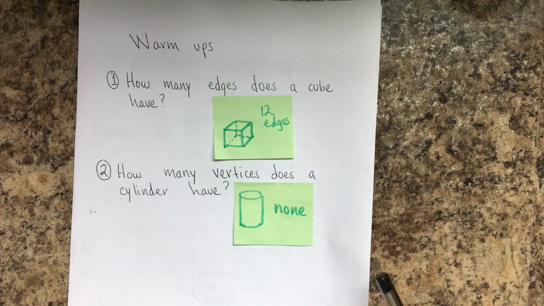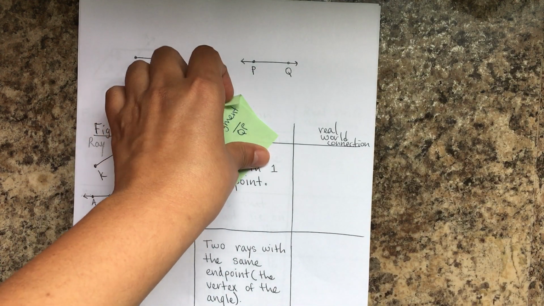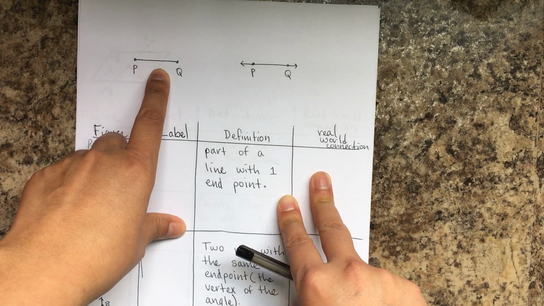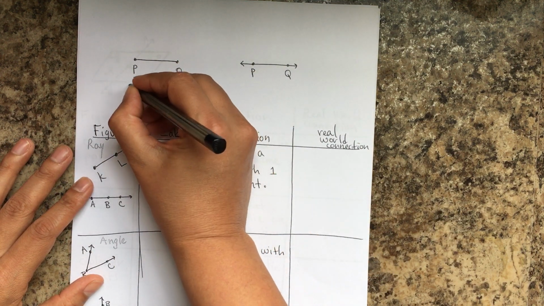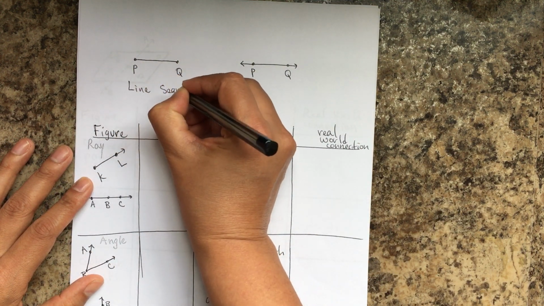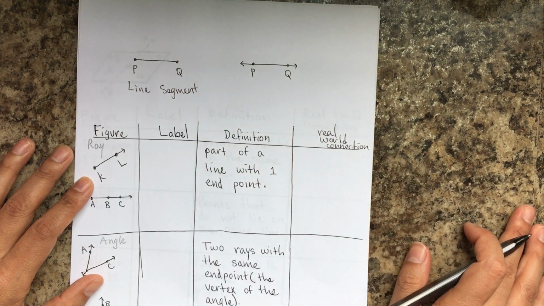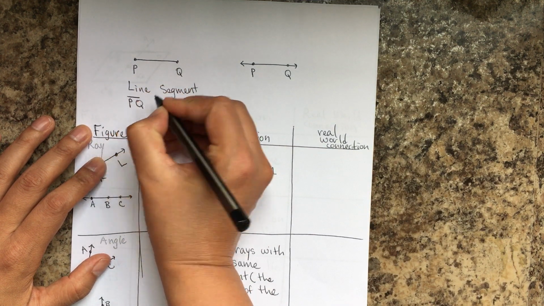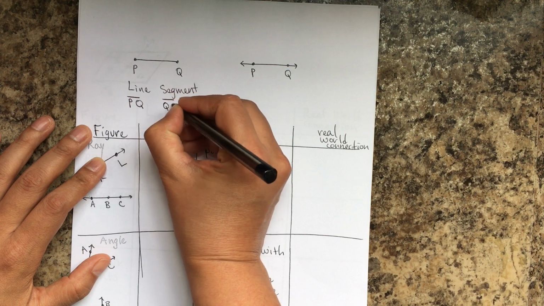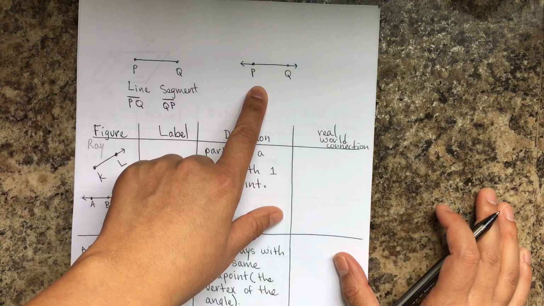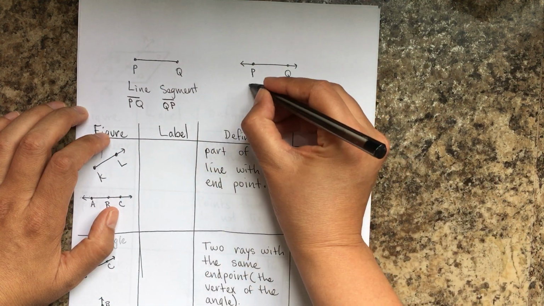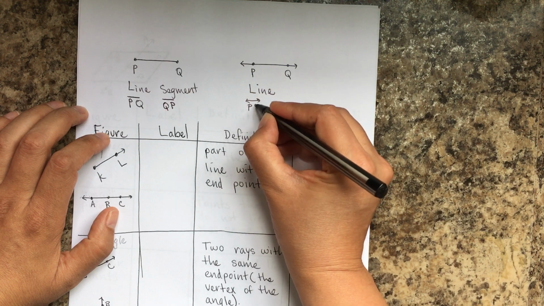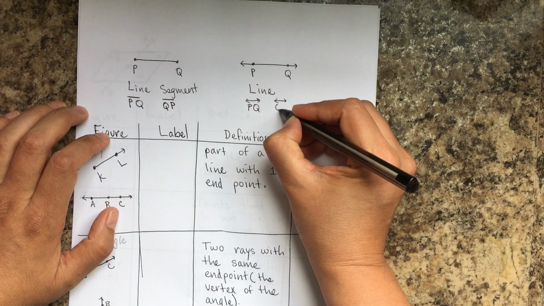Okay, so now let's start with the lesson, but I want you to recall from the previous lesson about line segments. So this is a line segment, and if you also recall, we can name it in 2 different ways. So you can say line segment PQ, and line segment QP. This is a line, not a line segment, a line, and you can name it line PQ or line QP.